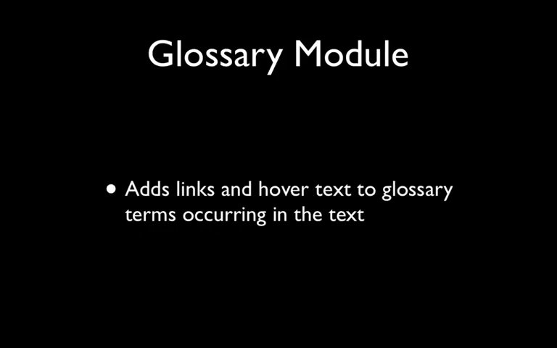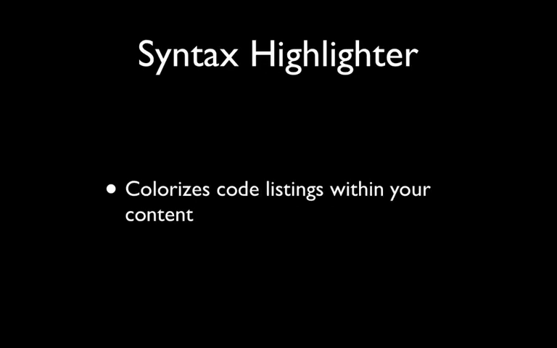Then there's a glossary module that's been around for quite a while. You can set certain terms, and when those terms appear in your body text, they have little icons next to them. You can hover over them and learn what they mean. There's a syntax highlighter module. It will colorize code listings, and it uses an external library, just like CKEditor uses the external CKEditor library. There are other libraries for code syntax coloring.